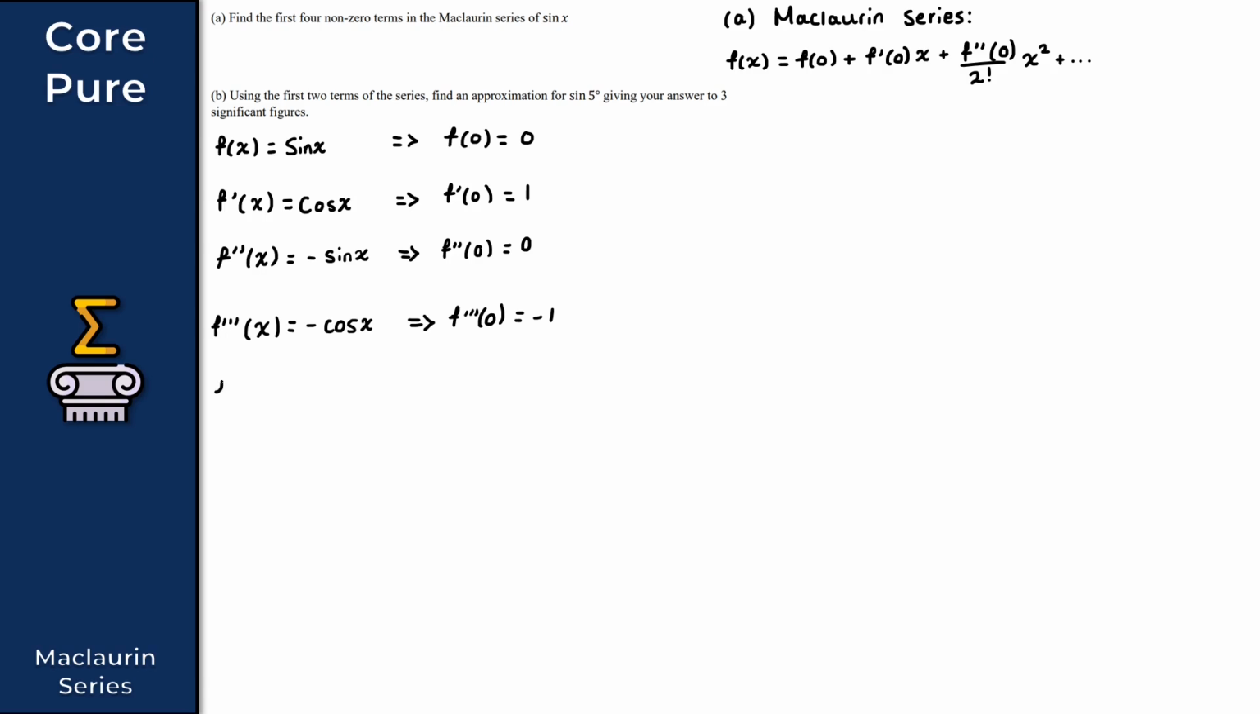Now for the fourth derivative, what do we get here? Well, just notice that if we differentiate minus cos x, we get sin x. And as you can see, the pattern will now just repeat.